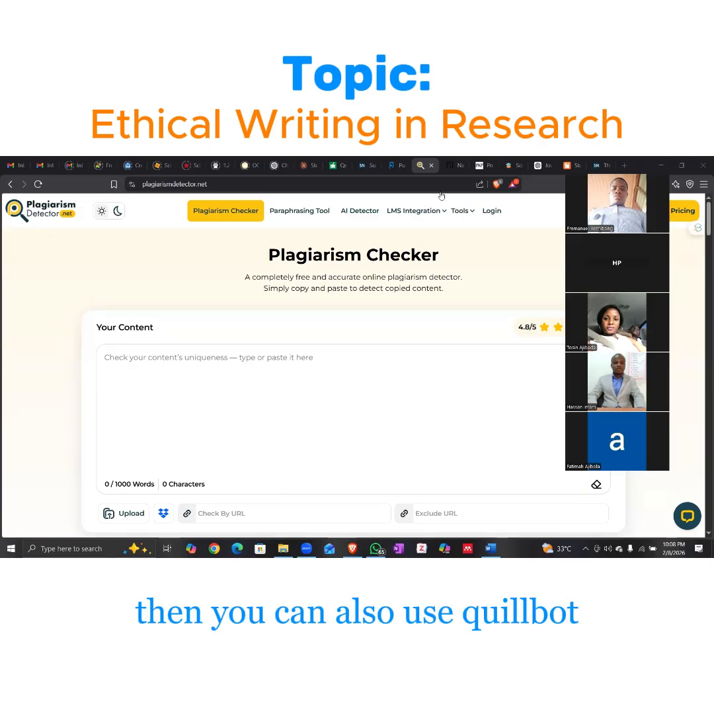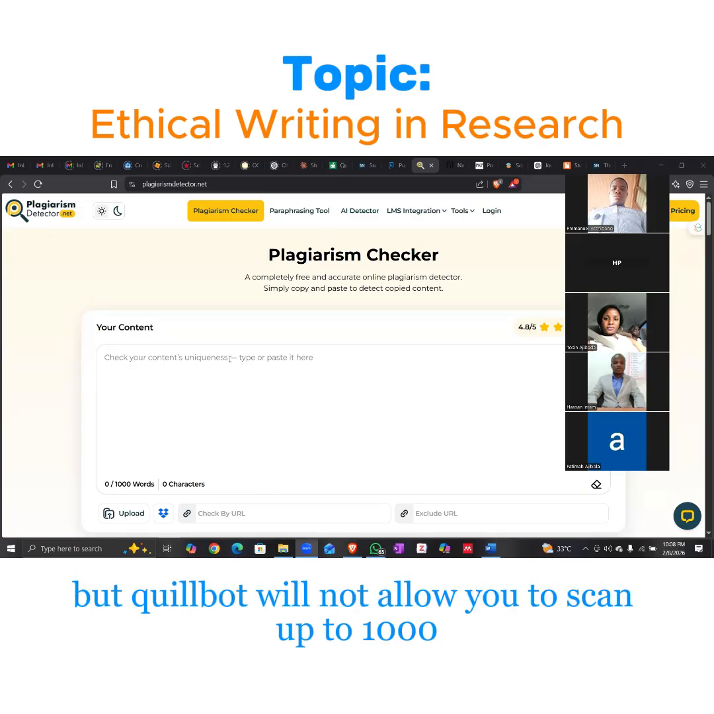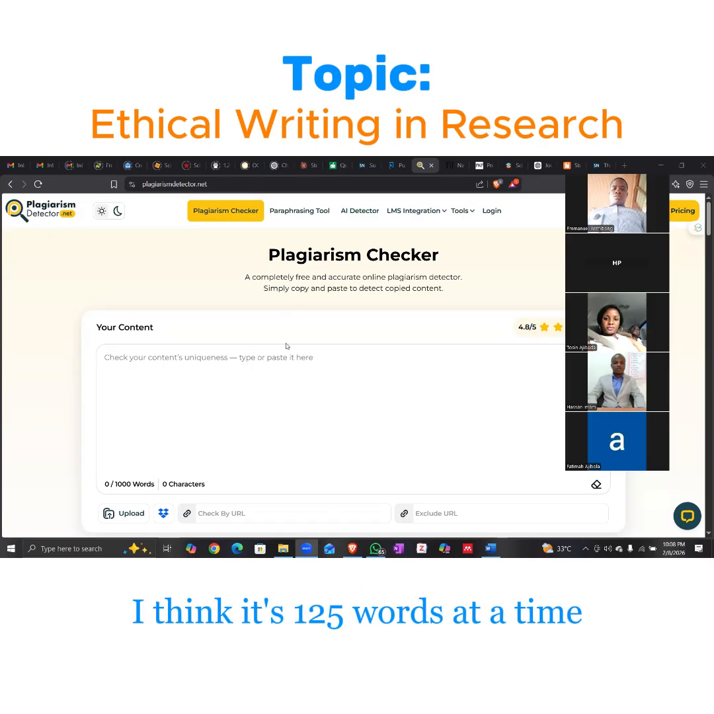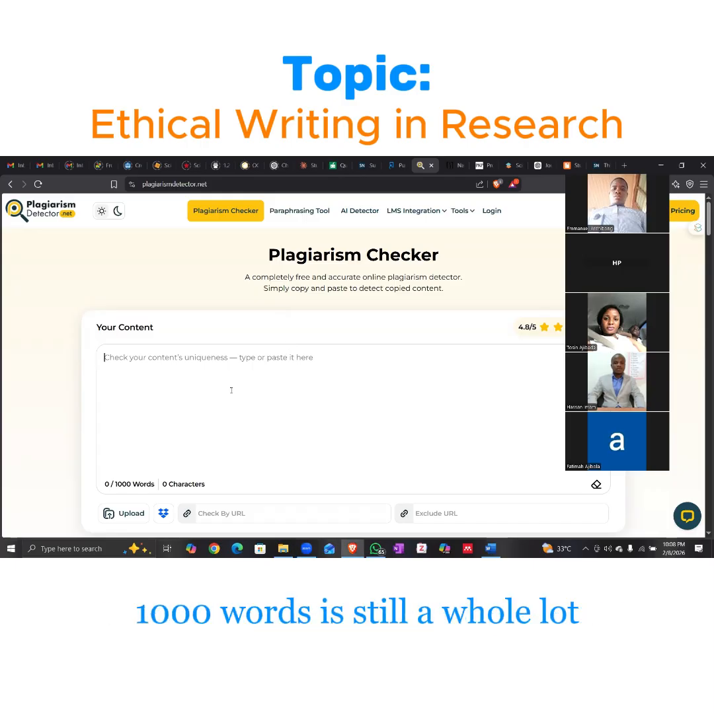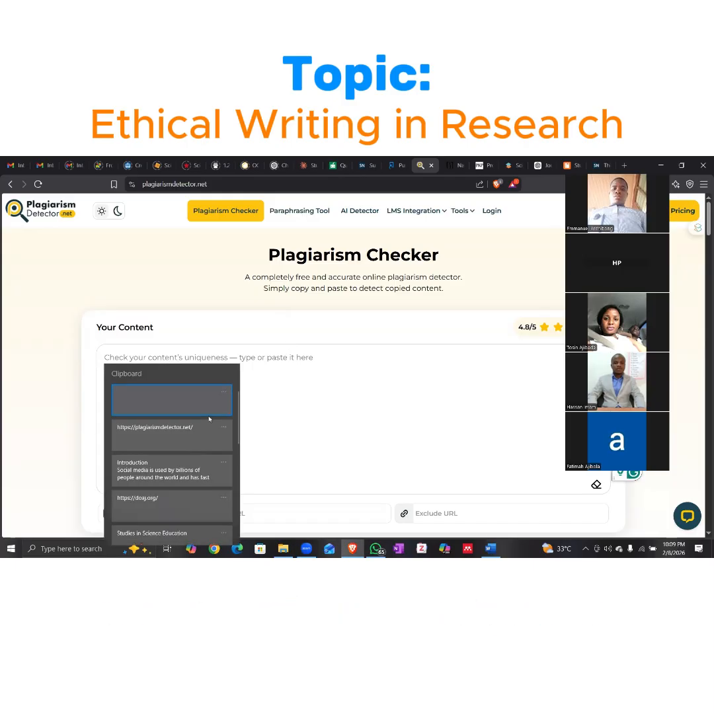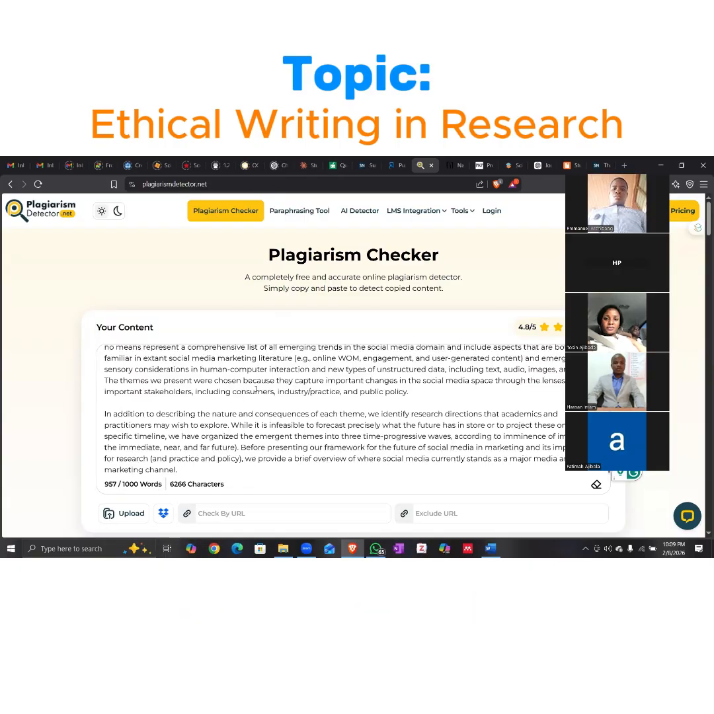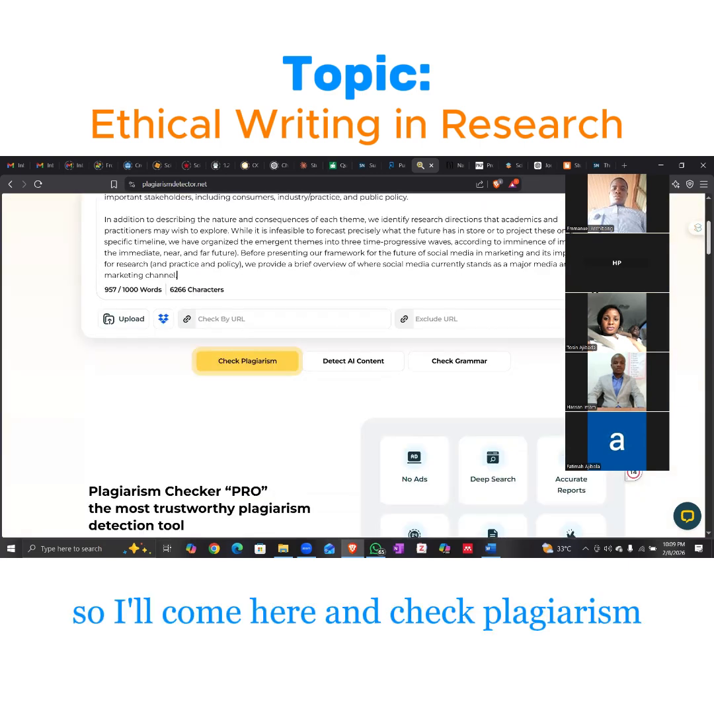Then you can also use Quillbot, but Quillbot will not allow you to scan up to 1,000 words. I think it's 125 words at a time. So that's why I like using this one. 1,000 words is still a whole lot. So I will paste that here. As you can see, that's 957 words. So I'll come here and check plagiarism.